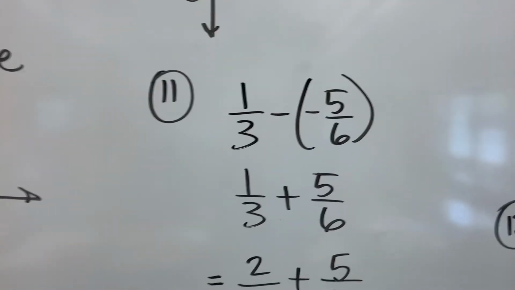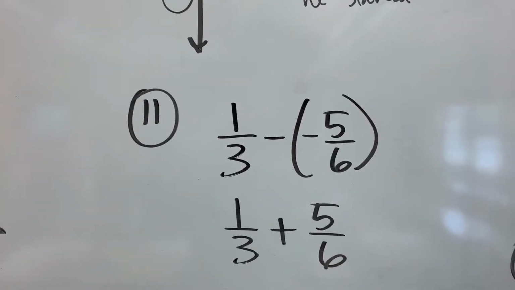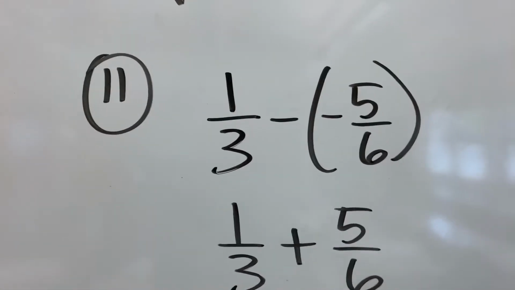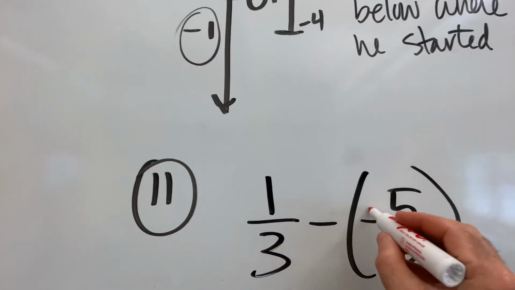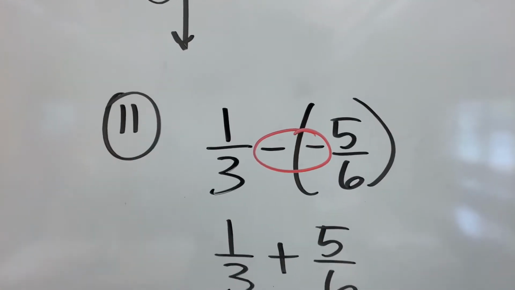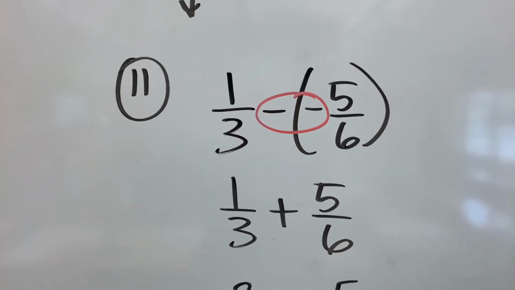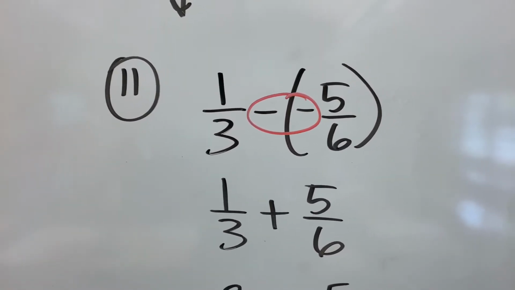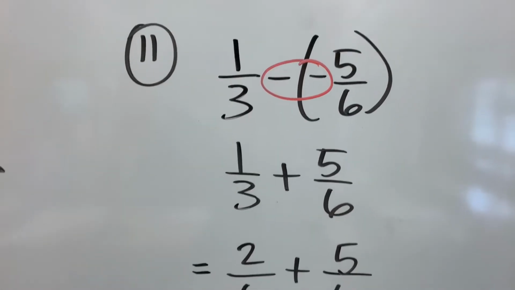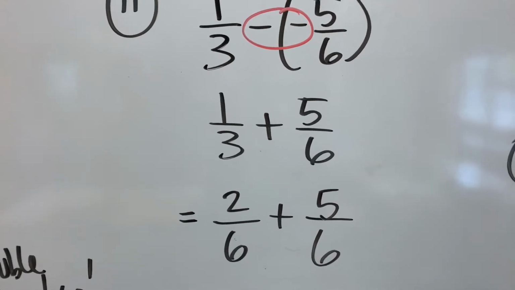Number 11, yuck. Okay, I see double negatives. I didn't circle them. Give me a second to circle them because I feel like this problem looks silly without it. Okay, I circled my double negatives. I turned them into a plus. Now my problem reads 1/3 plus 5/6. Good, but not the best because we need common denominators. I counted up by 3s. I counted up by 6s.